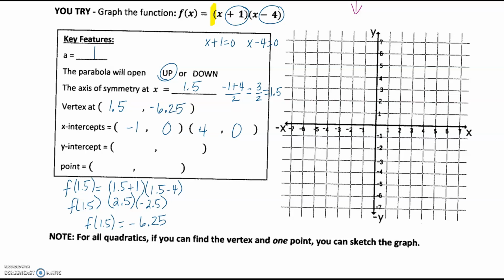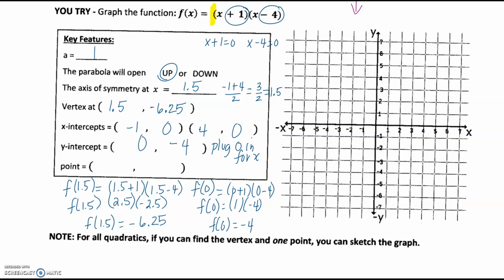Our y-intercept, remember y-intercept is when you plug 0 in for x. So f of x equals 0 plus 1 times 0 minus 4. 0 plus 1 is 1. 0 minus 4 is -4. The f of 0 equals -4. So we have when x is 0, y is -4. Let's go ahead and plot this one.